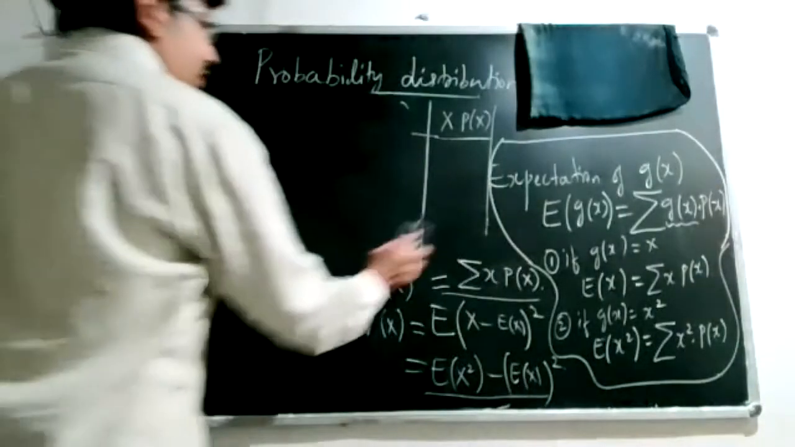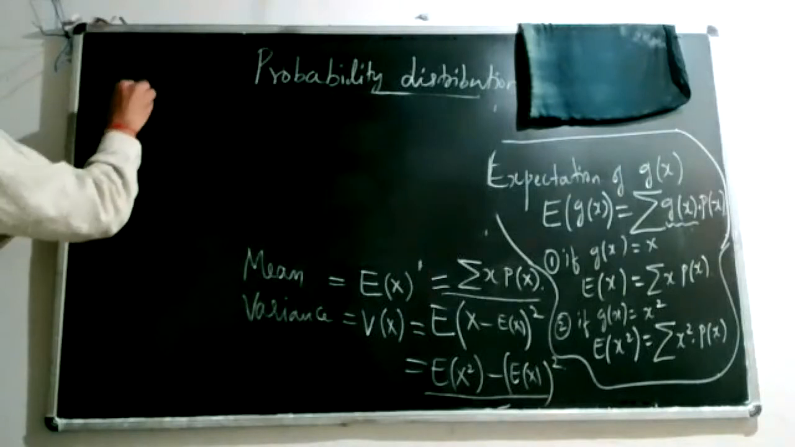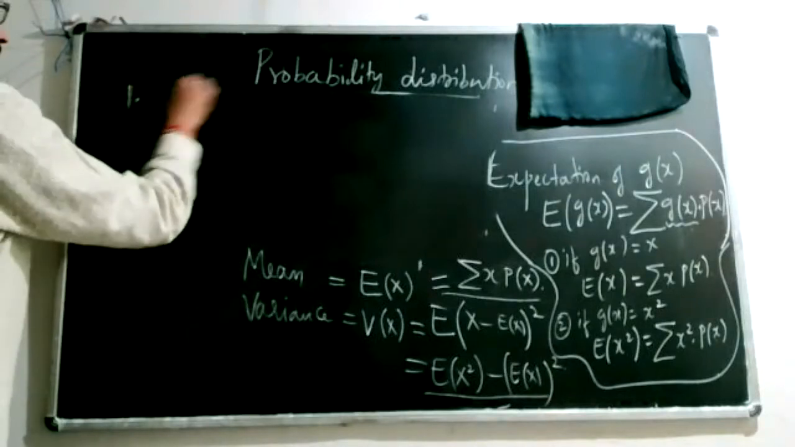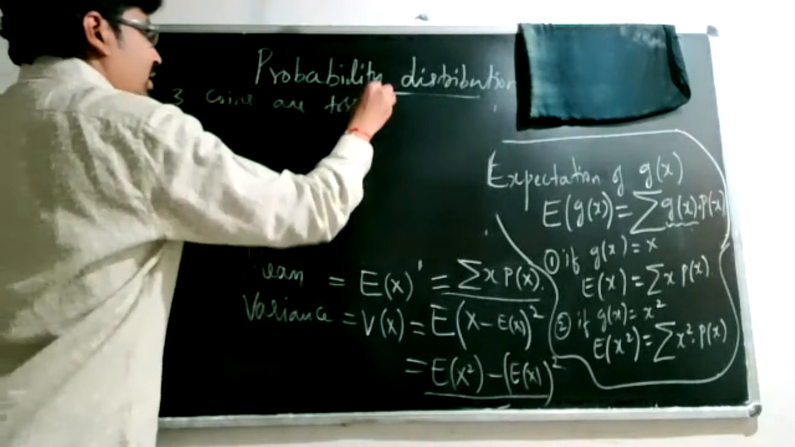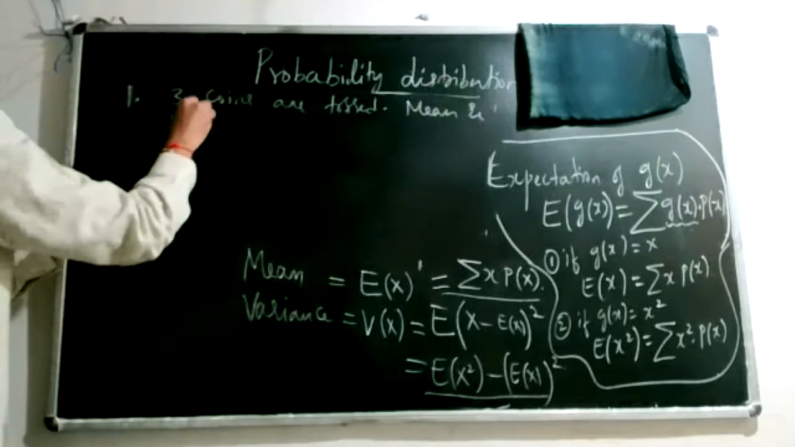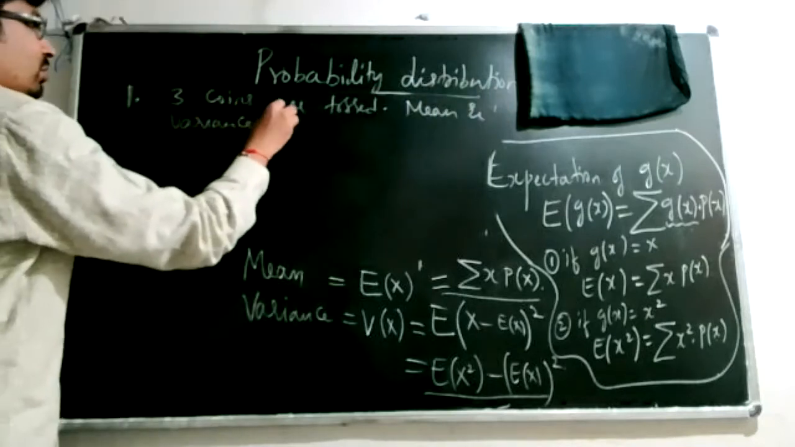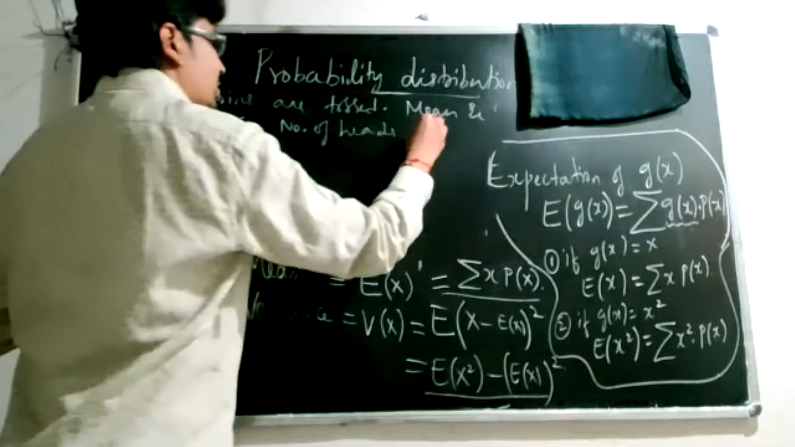I'll take an example problem and let us see the mean and variance of a distribution. In the first case, let me say 3 coins are tossed. Obtain the mean and variance of the number of heads observed.